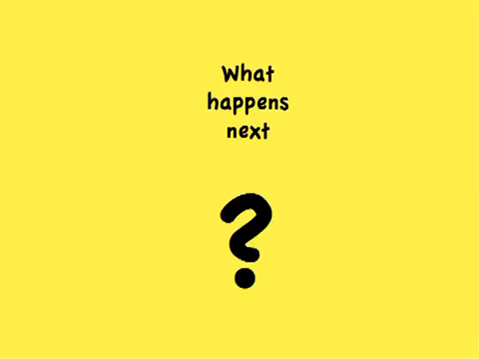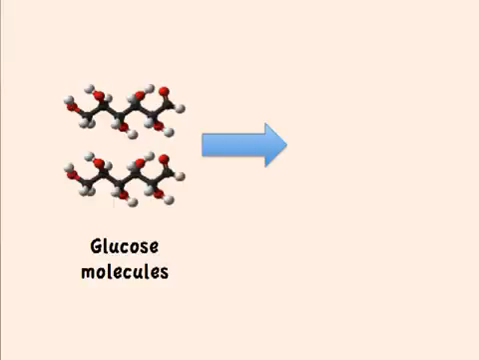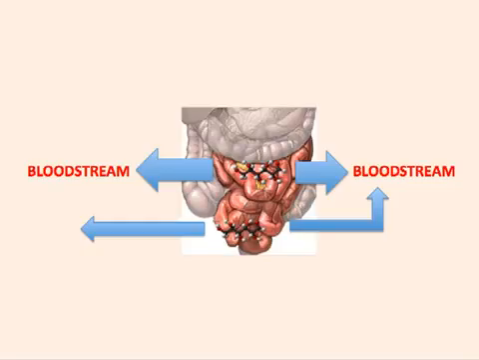What happens next? The food moves to the small intestines, where it is further broken down. Now we have simpler molecules that can be used to make energy. These molecules move from the small intestines to the bloodstream via a process we call absorption.